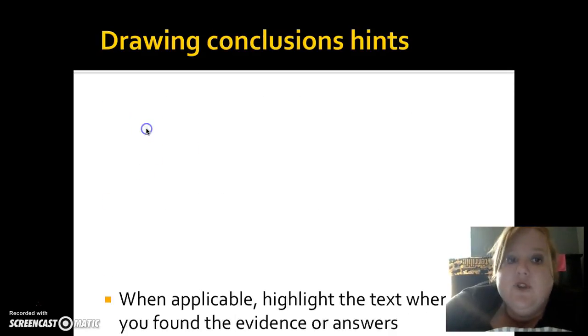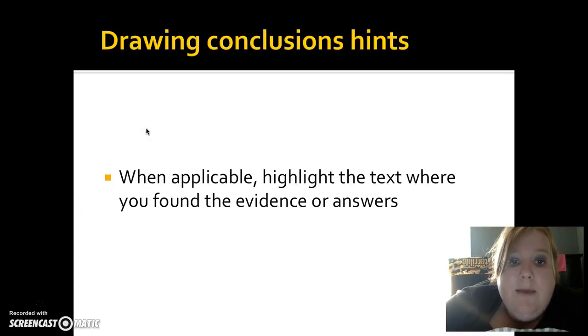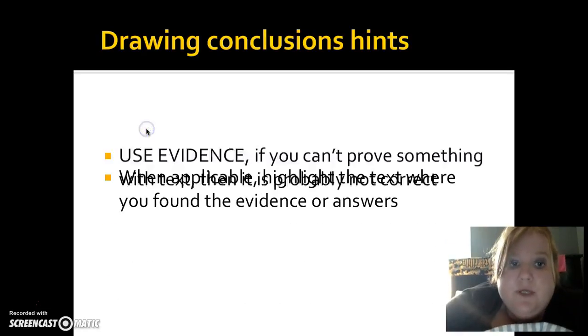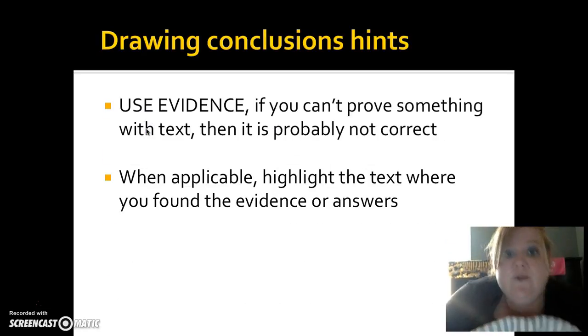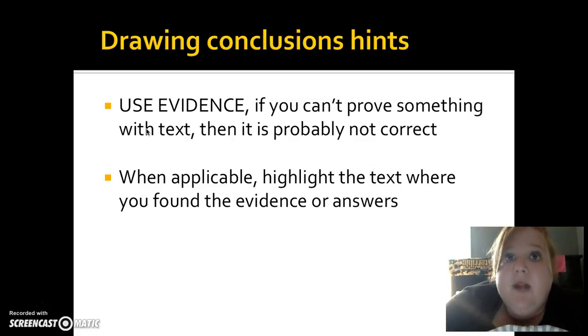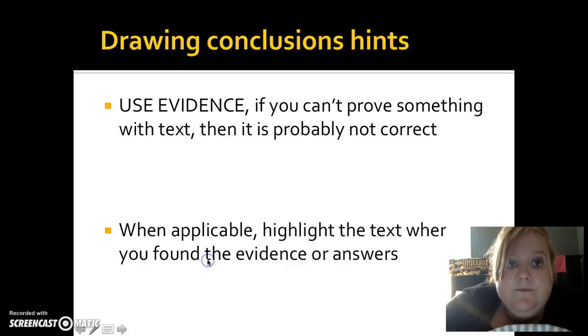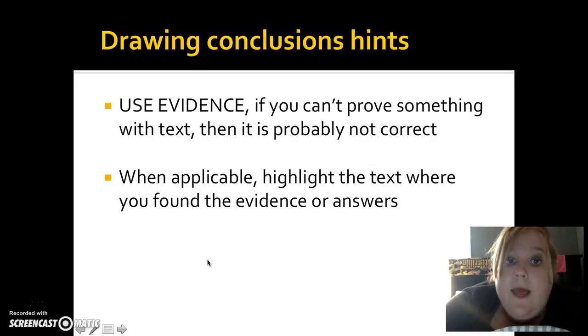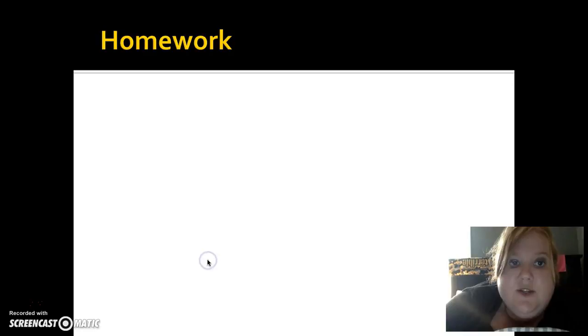Here are some hints for drawing conclusions. When applicable, highlight the text where you found the evidence or answers. You must always give examples. Use evidence. If you can't prove something with text, then it's probably not correct. If you don't know where you got an answer from or you can't prove it and it's not in the text, it's probably not the right answer. And when applicable, again, highlight the text where you found the evidence or answers.